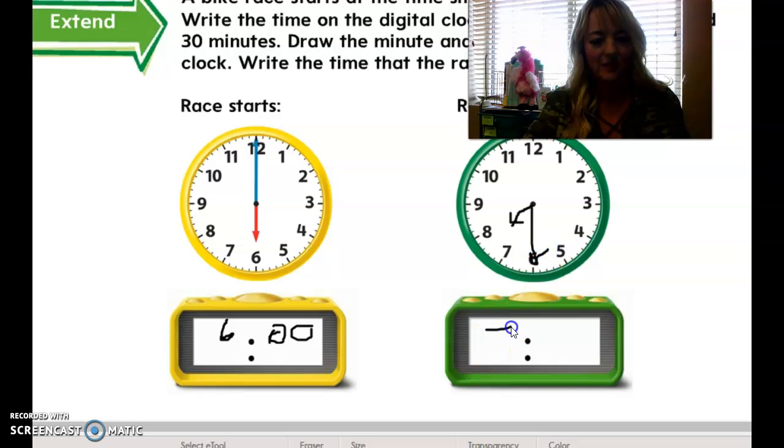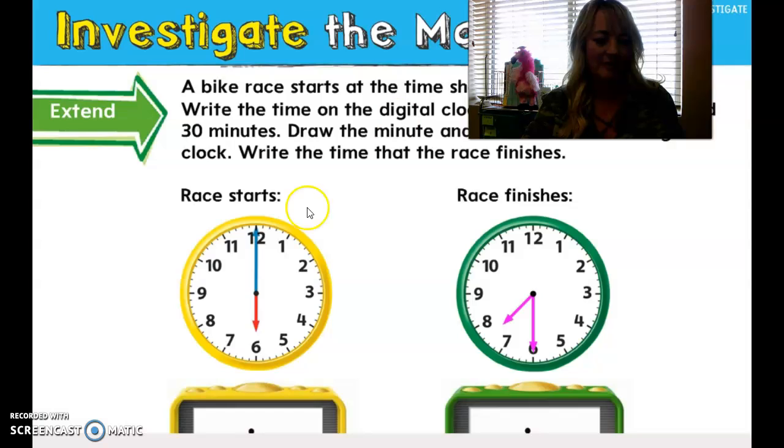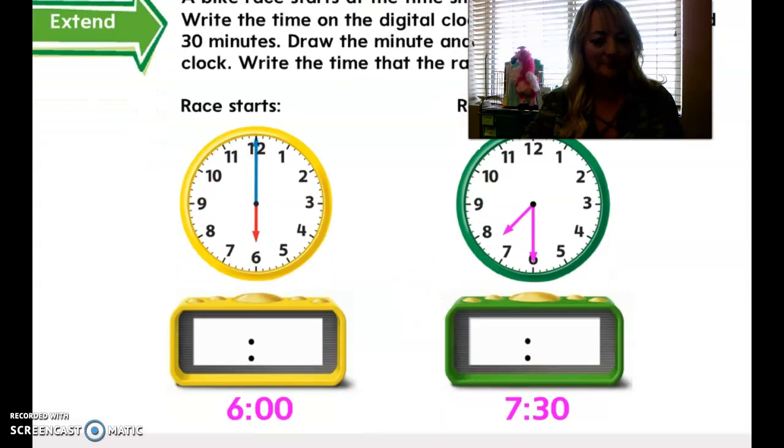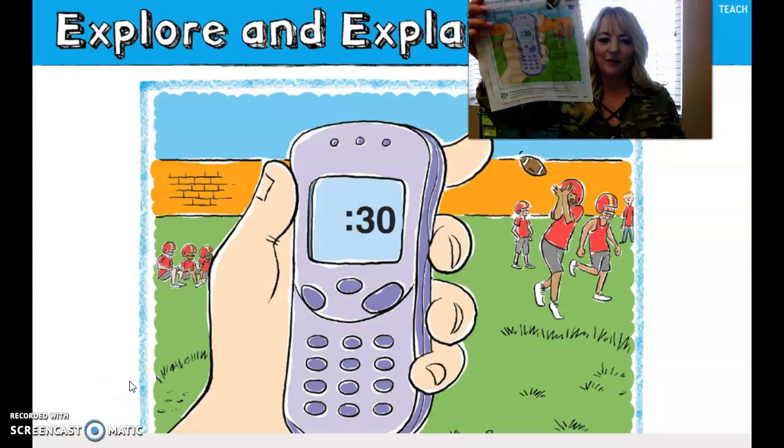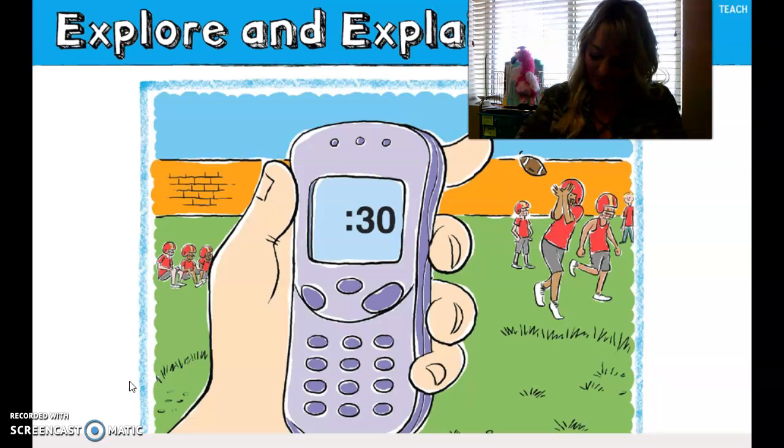And on the digital clock, you would write 7, and then 30. Let me draw down low. So 7:30. Now we're on the page, so get ready for your writing part. Please don't forget to write your name.